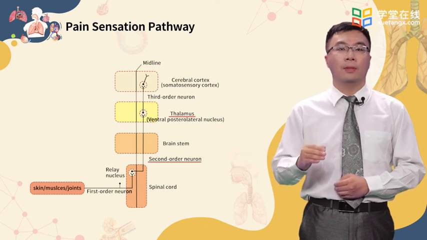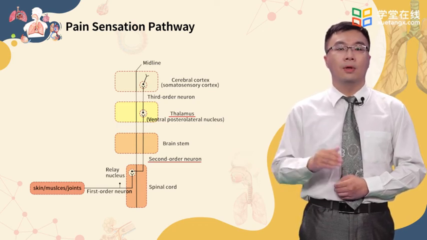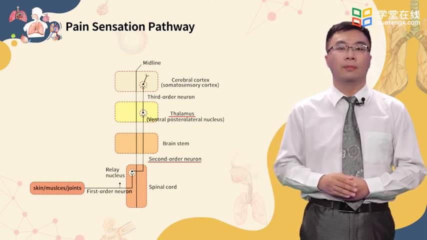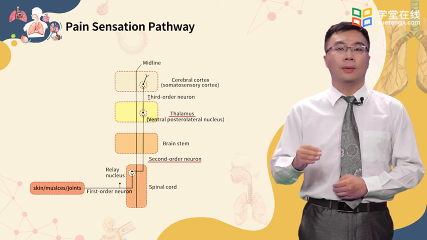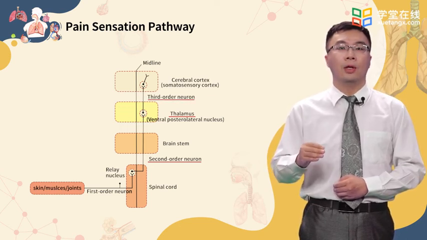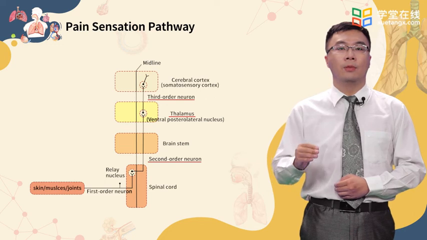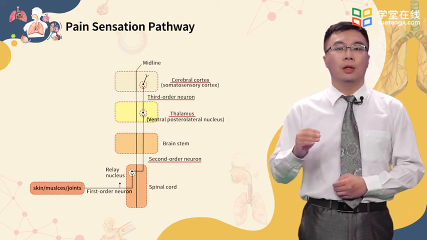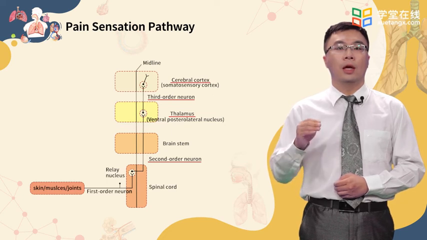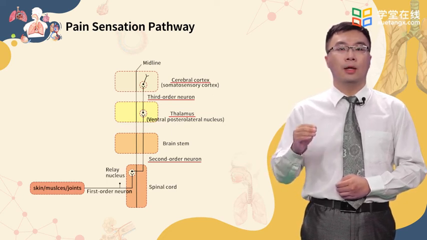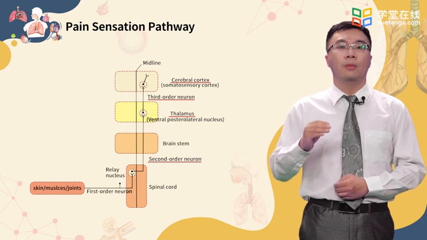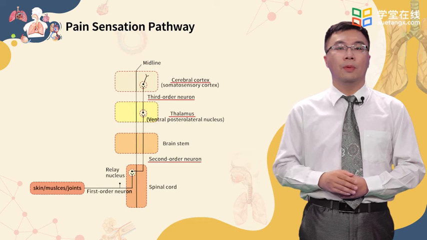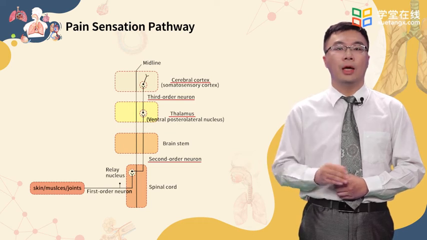More specifically, these fibers go to the ventral posterior lateral nucleus of the thalamus, where they synapse with the third order neuron that carries the pain information to the somatosensory cortex. Here is where the location and discrimination of pain occurs. Please note, pain in the right side of the body is processed in the left side of the brain and vice versa.